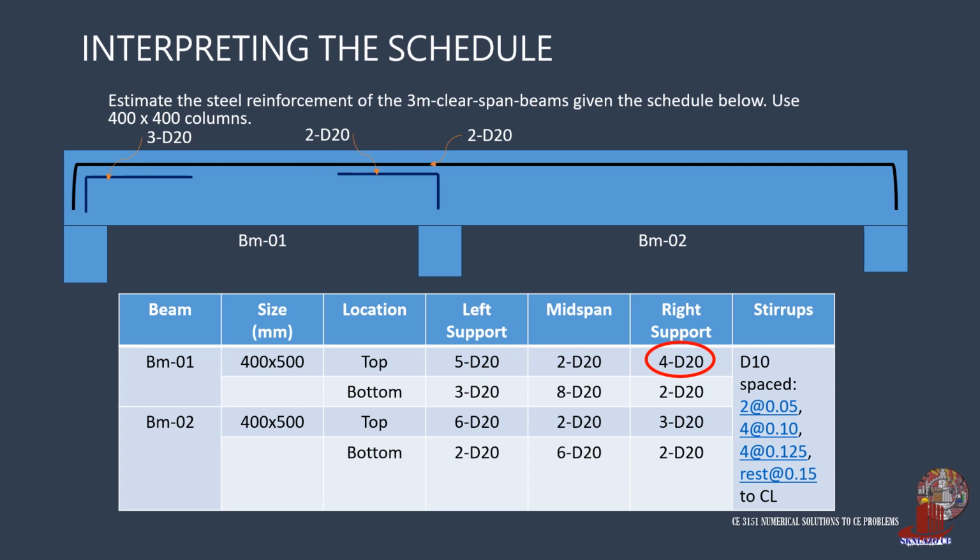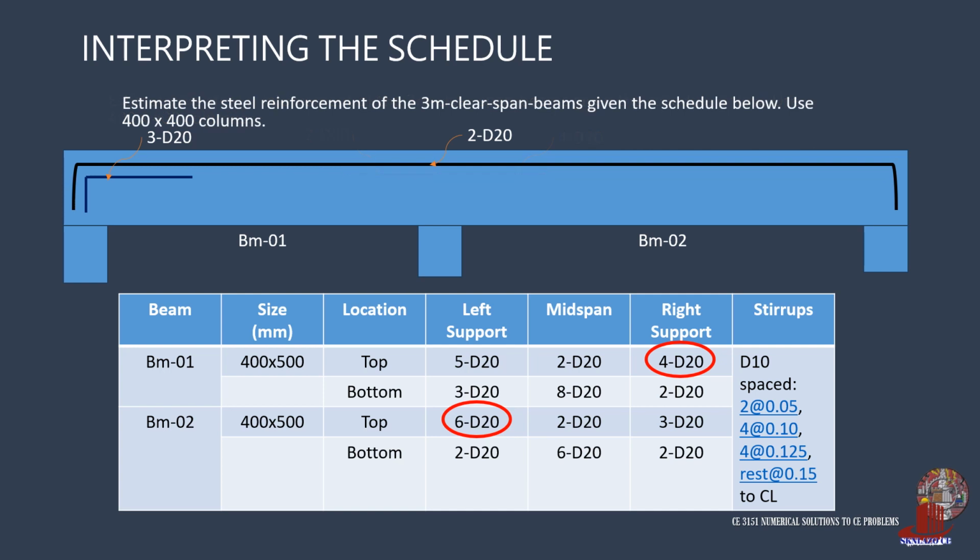If we proceed to beam 2, there are 6 D20. So we can interpret this as another 4 D20 cut bars on top left support for beam 2. Refine the top bars as the two bars from beam 1 can go straight to the top bars in beam 2. So the remaining cut bars from beam 2 are 2 D20.